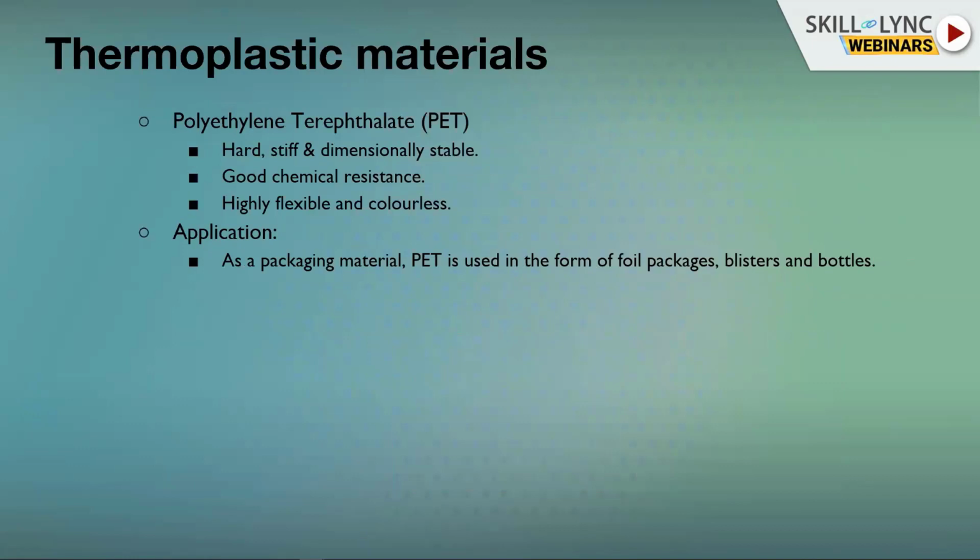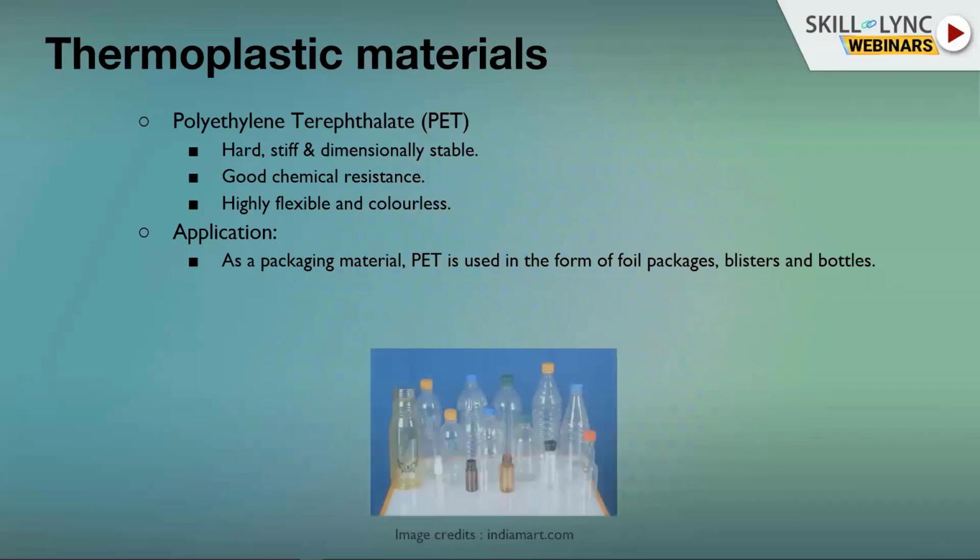And next we have polyethylene terephthalate. It's also known as PET. So whenever you observe a plastic material like bottles, there it will be written as PET. So this is used for bottles, foils, blisters, etc. And it has good chemical resistance. It is highly flexible and it's also colorless. And here are some examples, which are very well known, like bottles which we use for drinking water or to store beverages, right?